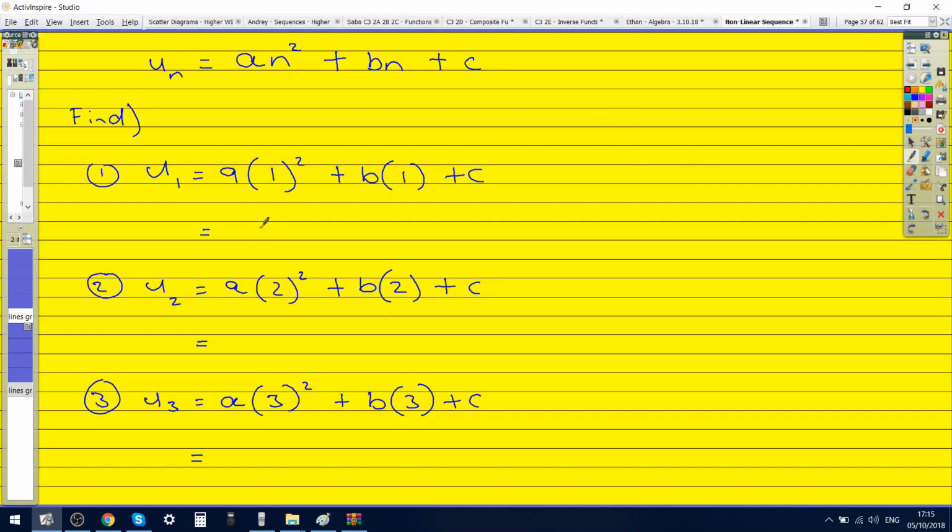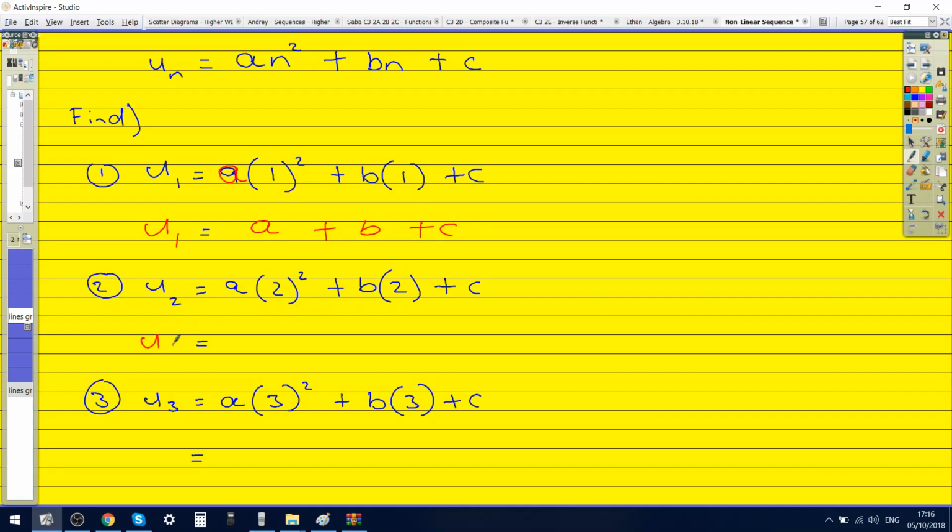So using an squared plus bn plus c, what would be u1 if you subbed 1 for n? It would just be a times 1 squared plus b times 1 plus c. So that equals a plus b plus c.